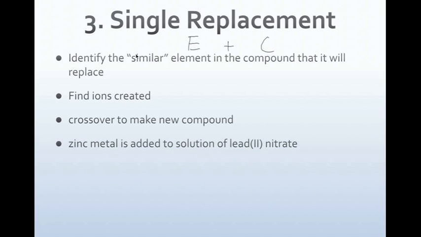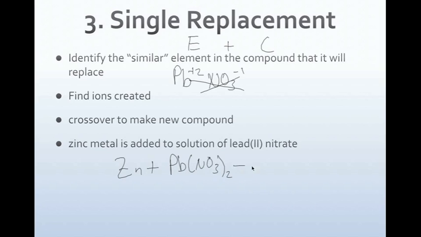So for example, we have zinc metal added to a solution of lead 2 nitrate. We break this up into its parts: zinc, which is our element, and lead 2 nitrate. Lead is Pb, and that 2 tells me it's a +2 oxidation number. Nitrate's a polyatomic, NO3, with a -1 charge. So we crisscross those to get what we're starting with, and we get Pb(NO3)2.